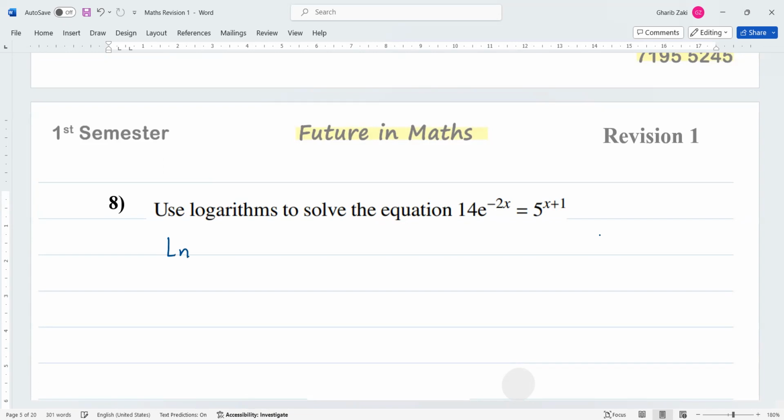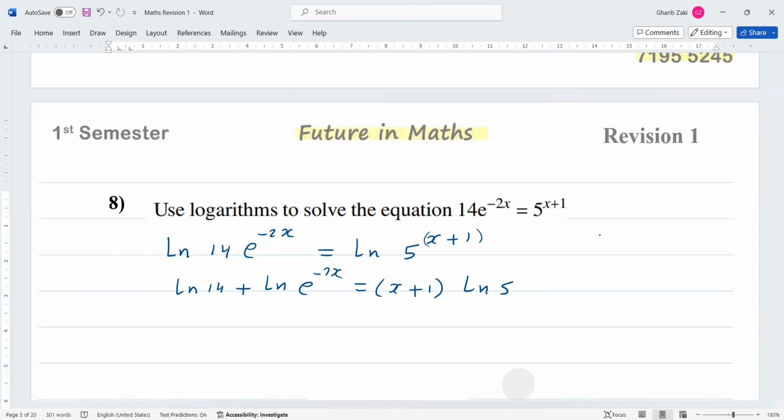Then ln of 14e power negative 2x equals ln of 5 to the power x plus 1. Put this in bracket. 14e means 14 times, then it becomes a plus. So it's ln 14 plus ln e power negative 2x equals. This bracket, it will be product multiply, so x plus 1 ln 5.